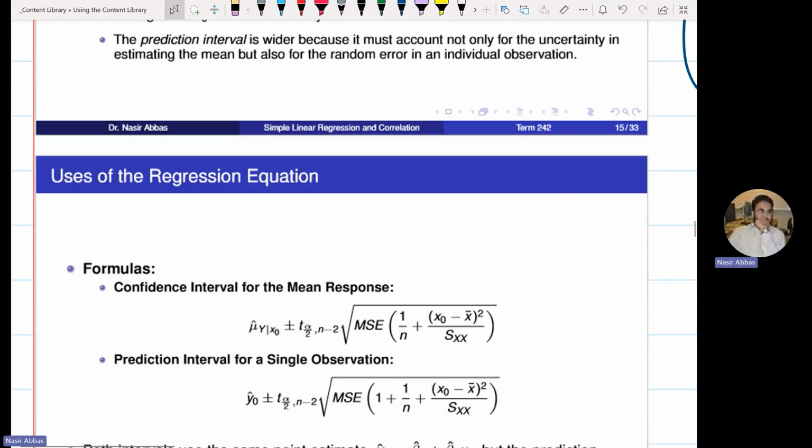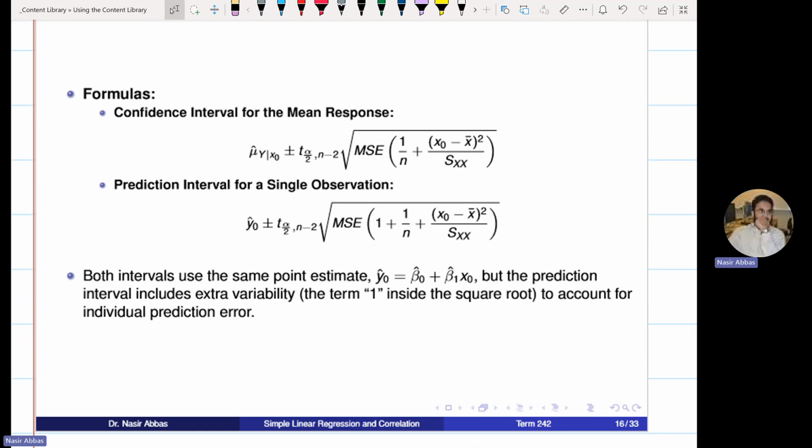Here are the two of them. The top one is the interval estimate for the mean of y when x is x naught. The lower one is the interval estimate for a single value of y when x is x naught. And I said that these point estimates are the same. The yellow ones are the same, but the overall interval will not be the same.